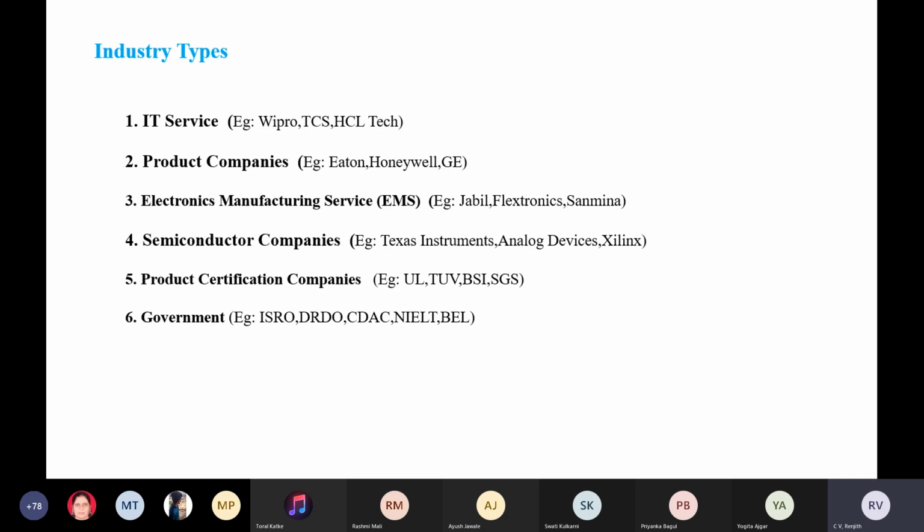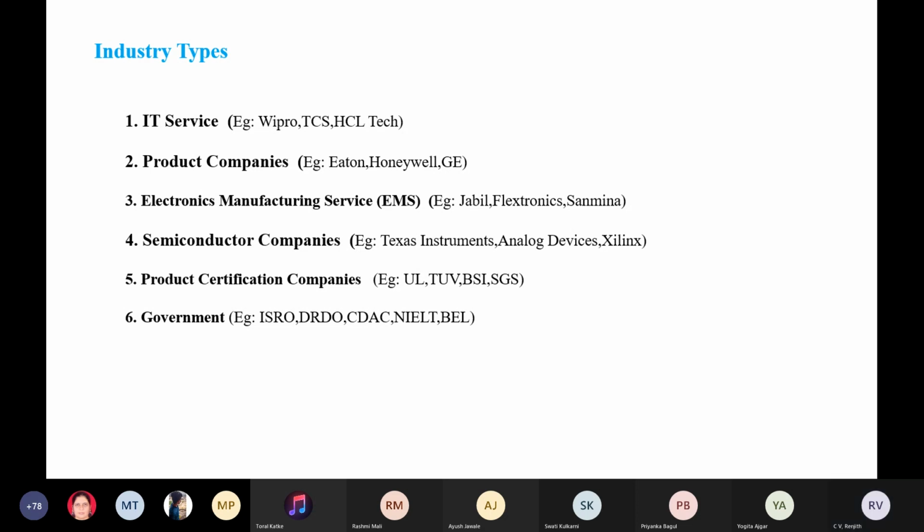And then you have other government organizations like BSNL, railways, etc., where there is no design at all. It's only testing and maintenance. So if you are interested in that kind of job, you could definitely try. Okay, so these are the various types of industries available. So you could try whichever you wish to.